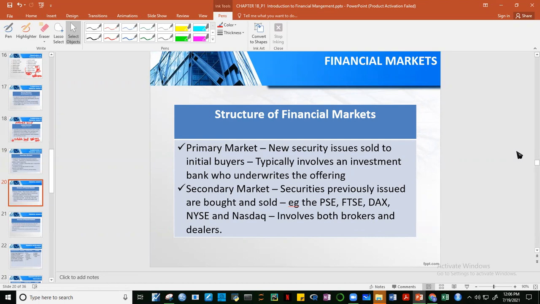Okay, ano yung FTSE, ano yung DAX? Can you chat, guys? Ano yung FTSE? FTSE 100, at saka yung DAX. I'll give you a few seconds.